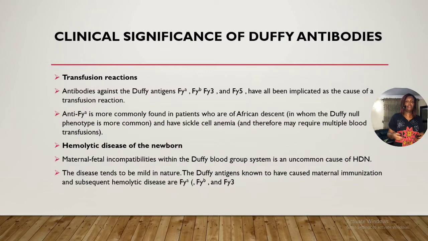Therefore, when these antibodies are produced after the mother is sensitized, remember, they are not naturally occurring antibodies. The mother, who is negative, needs to be sensitized by introduction of this antigen into the circulation, either through pregnancy or through blood transfusion. When sensitized, they produce these antibodies. And because they are immune antibodies and IgG, they can cross the placenta. So in a subsequent pregnancy, they can cross the placenta to harm the unborn child.